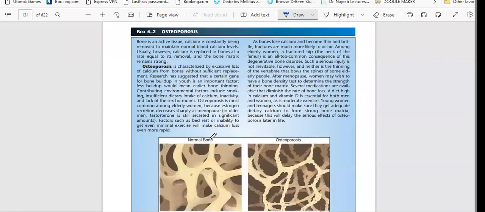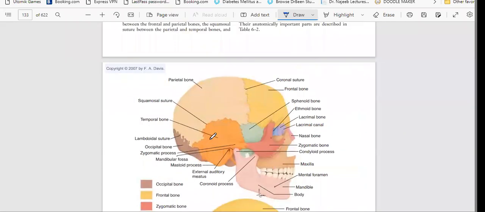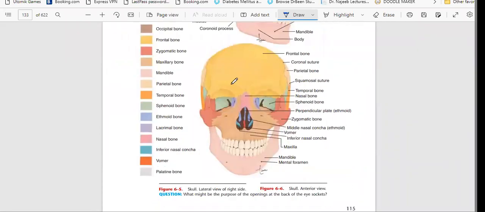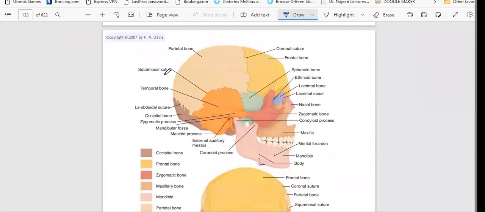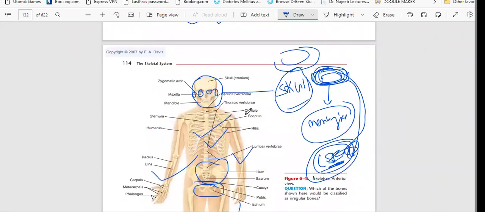So let's revise one more time. This is the frontal lobe. This is the temporal lobe, and on the side we have the parietal lobe and occipital lobe. This is the sphenoid bone. This is the ethmoid bone. Here we have the ethmoid bone internal.